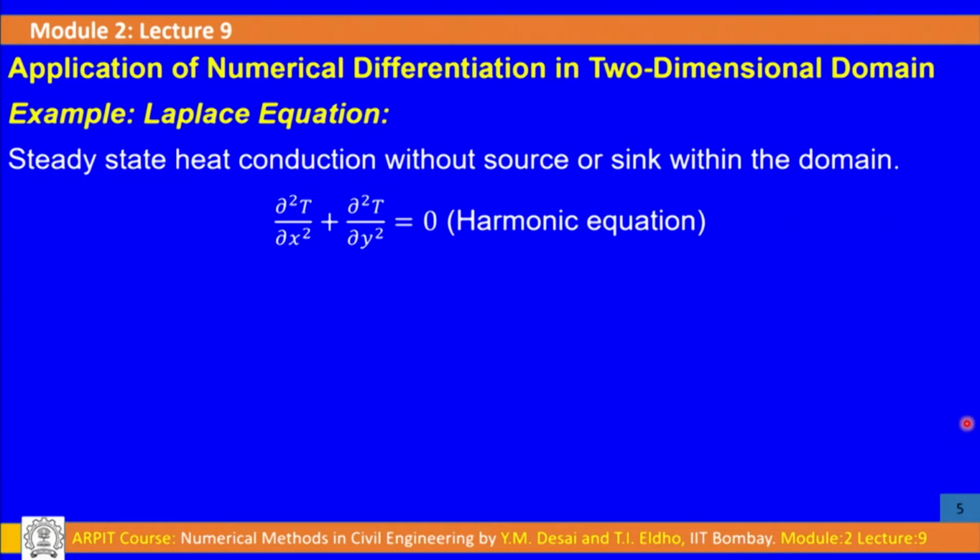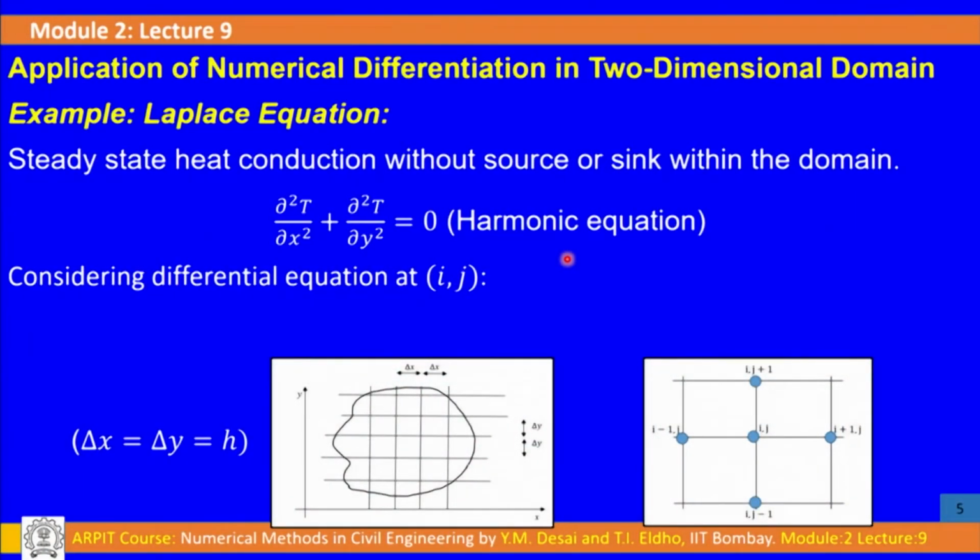Let us start with a simple equation, the Laplace equation, which can be used to study steady state heat conduction without source or sink within the domain: del square T by del x square plus del square T by del y square equal to 0. This is also known as the harmonic equation. This equation we could also use to study steady state seepage through porous media, and to study torsion of non-circular cross section shafts.